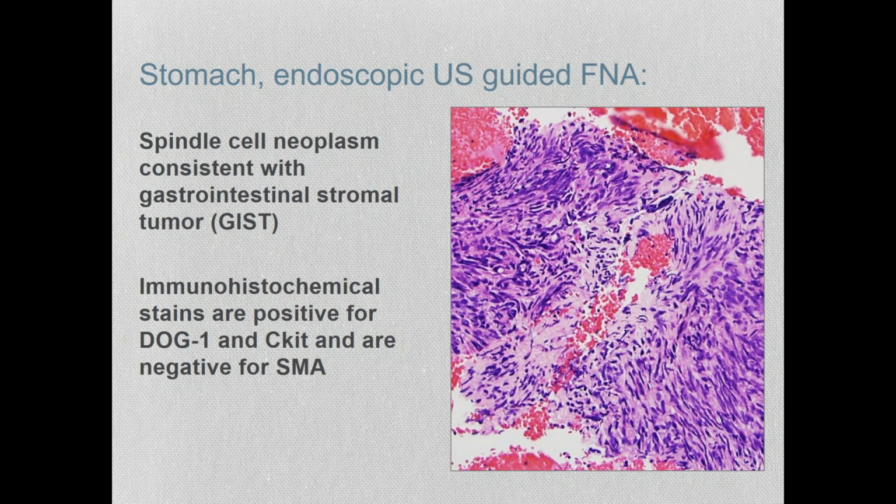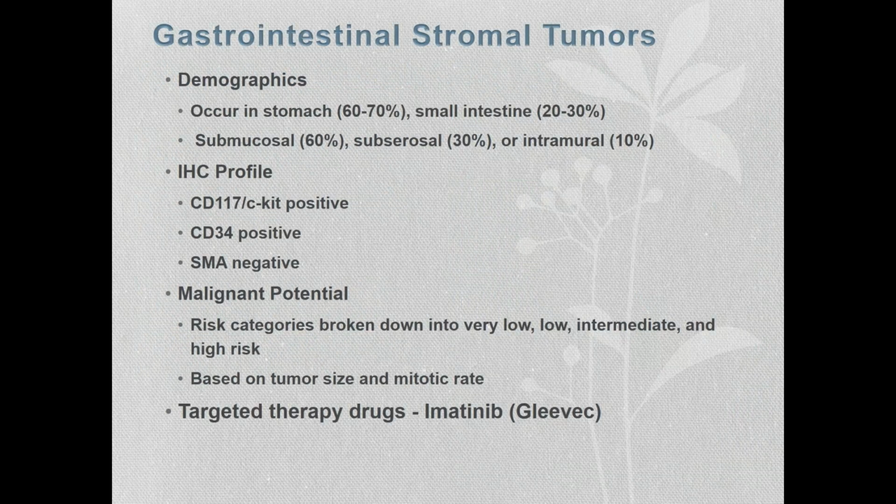It's really important to differentiate between these two. As we know, the gastrointestinal stromal tumors occur in the stomach, the vast majority of these, but they can occur in the small intestine. Mostly they are submucosal, although some are subserosal. And we use CD117 or c-KIT as well as DOG1 for positivity, and CD34 can also be positive. There's a low risk to intermediate to high risk malignant potential. It's based on tumor size and mitotic rate. And there are targeted therapy drugs that are very helpful in these types of tumors. Gleevec is one of them.